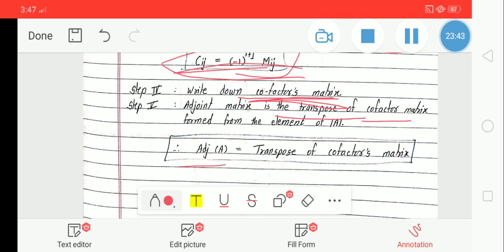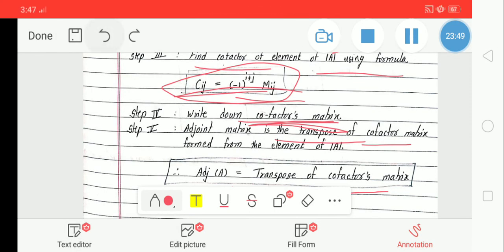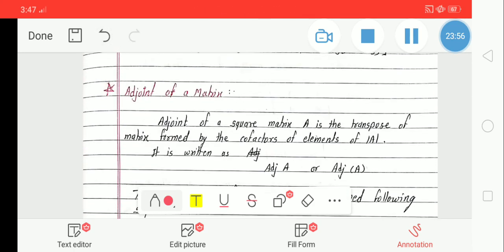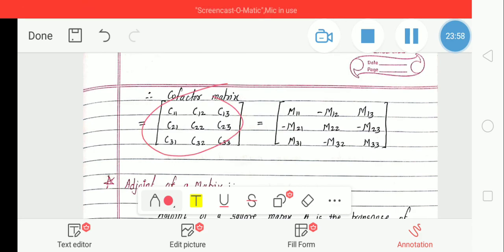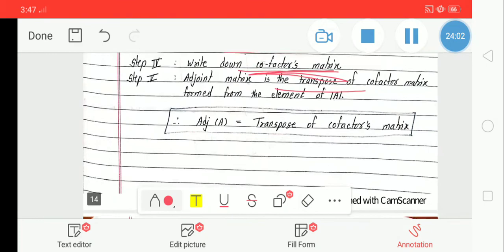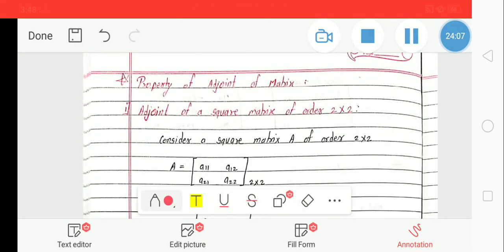The formula is given: adjoint matrix is the transpose of the cofactor matrix. These are the cofactors, so we have to take their transpose. Cofactor means these are the cofactors, and we take the transpose of this, which means the adjoint. Now, the property of the adjoint of a matrix.